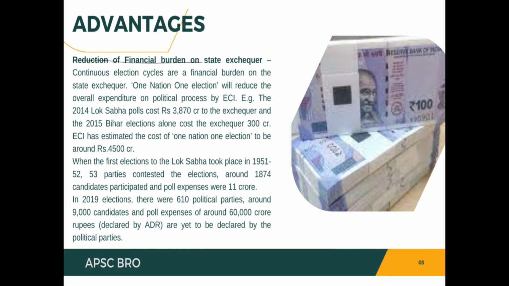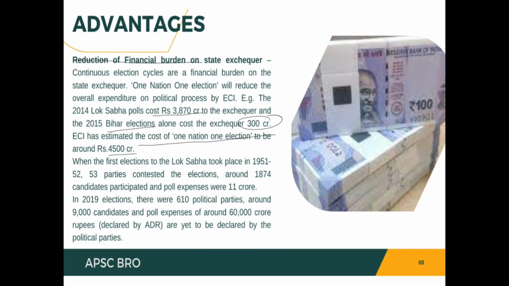The Lok Sabha polls cost 3,870 crore in 2014, and the 2015 Bihar election cost 300 crore for a single state election. So to conduct the Lok Sabha election today in 2023 or 24 and elections in all the states of the country will be a huge burden. However, the estimated cost of one nation, one election is merely 4,500 crore, which is much less than conducting elections every year in different states as well as the Lok Sabha in different years, right?